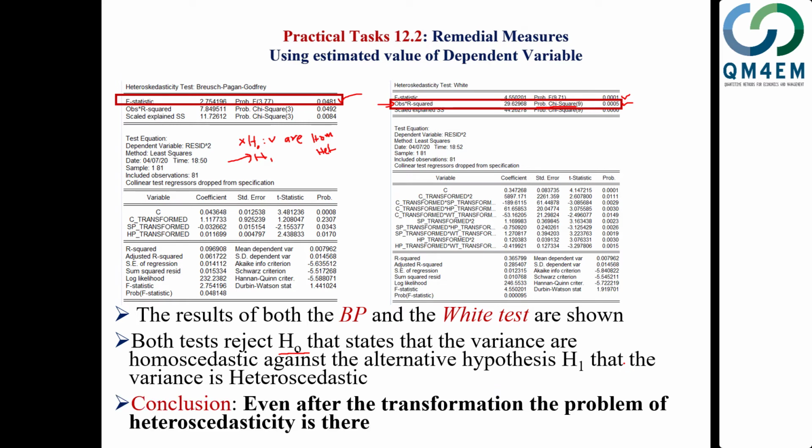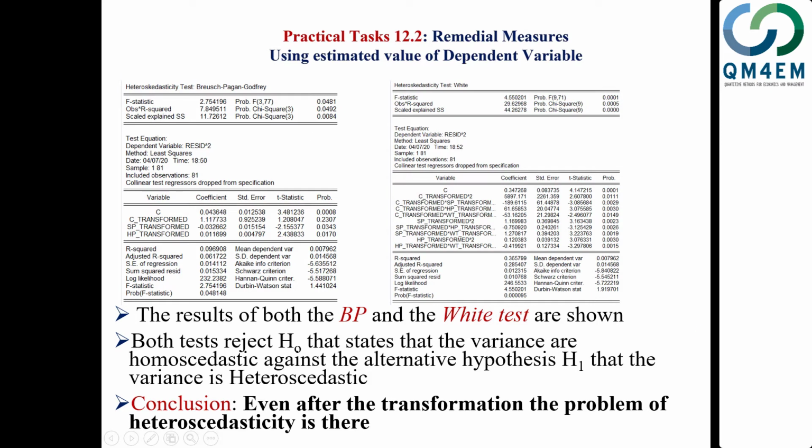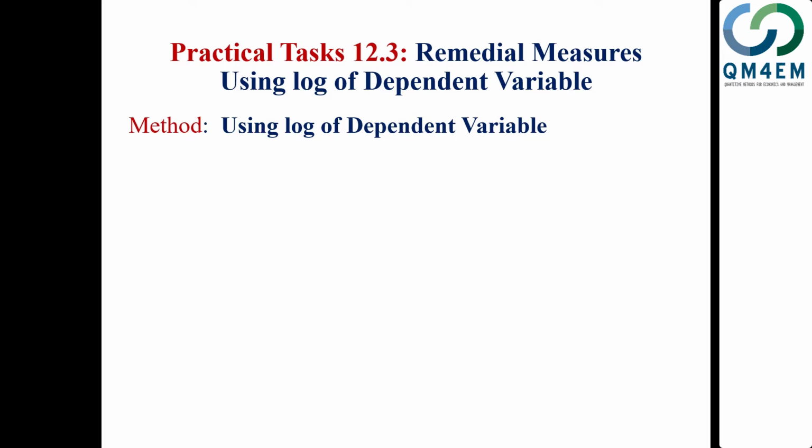So you may raise the question, what should we do? Obviously, we have to think of something else. My initial guess of transforming the data using the predicted value of the dependent variable didn't work. So I have to think of solving the problem of heteroscedasticity using one of the other methods which were available with me. So let's move further and apply one of the other methods. So I will call it practical task number 12.3. So now we try another method.